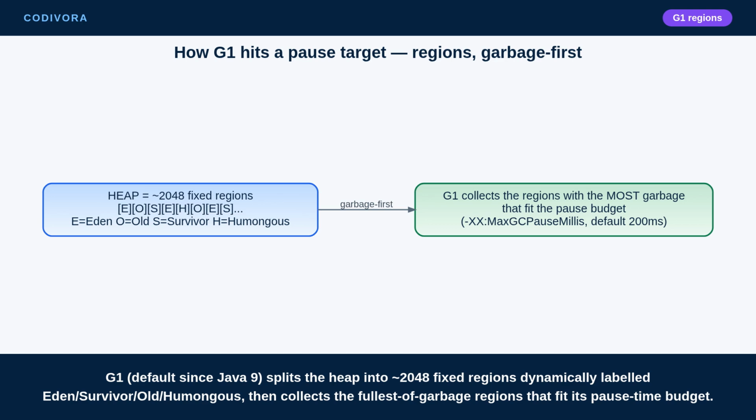One thing to watch. An object larger than half a region is humongous and goes straight into old gen regions. So lots of big arrays cause premature old gen pressure.